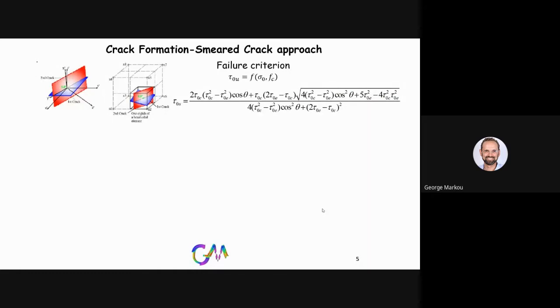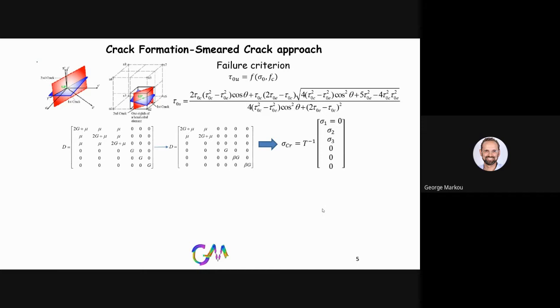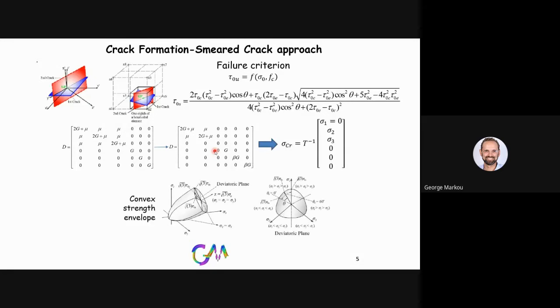In order to assume and calculate, in this case, if we have a crack opening, we use this failure criterion as is shown here. Give me a second, I will activate my laser. Okay, so we have a Gauss point within the hexahedral element, and we can calculate whether we have a crack or not, and the crack is always perpendicular to the maximum principal tensile stress. And this is the material constitutive matrix, which is modified according to the number of cracks that we have. This is the convex strength envelope.